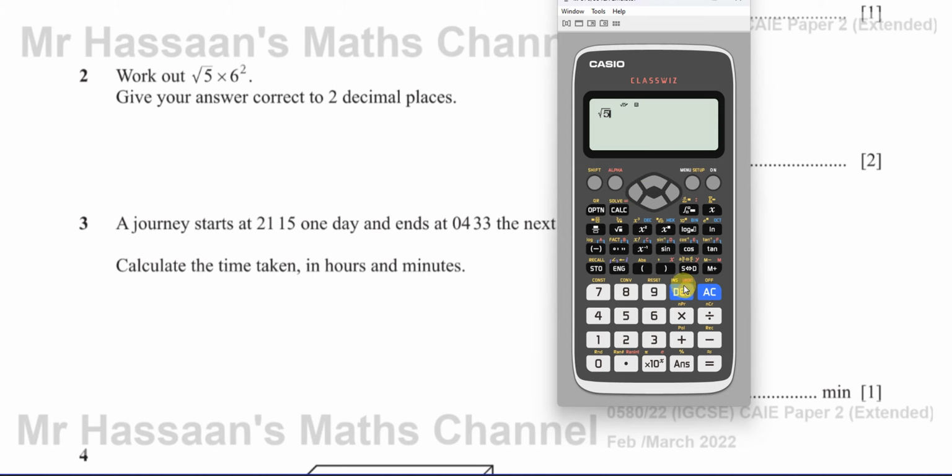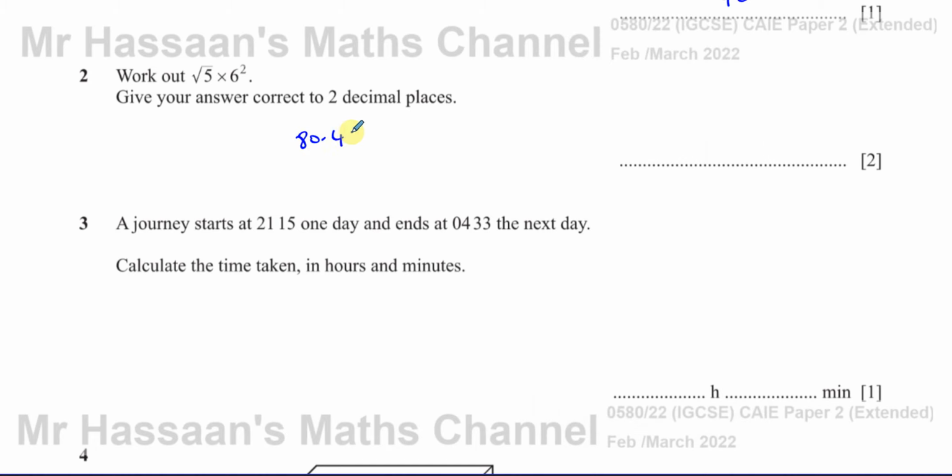So you have to put square root of 5 and then space, you press that space, then you press times, and then you press 6 squared, and then you press your equals, and then the answer comes out in this third form. So all you have to do now is press the SD button, and it gives you in decimal. So it's 80.49844, but they want it to 2 decimal places.